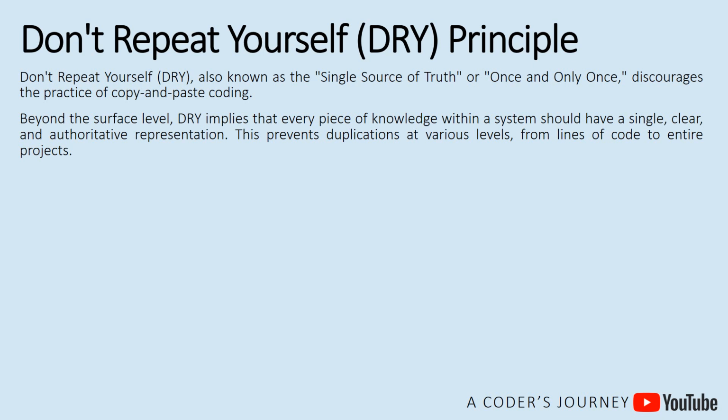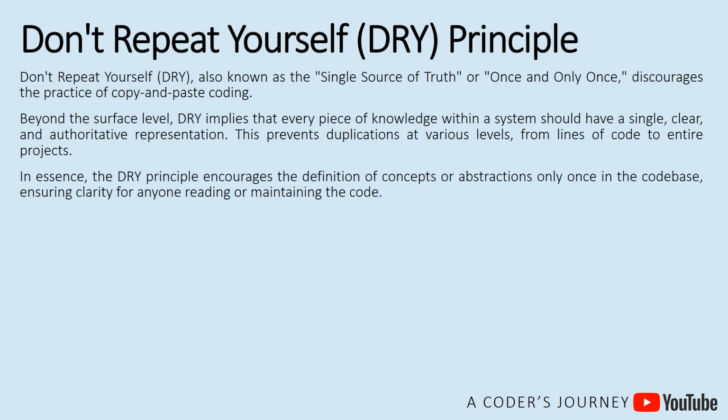So this means that whenever you want to change or make some adjustments to that piece of logic, there is only one place where you need to go and make the update, which of course helps make your code base more maintainable. Essentially, the DRY principle encourages the definition of concepts or abstractions only once in the code base, ensuring clarity for anyone reading or maintaining the code.